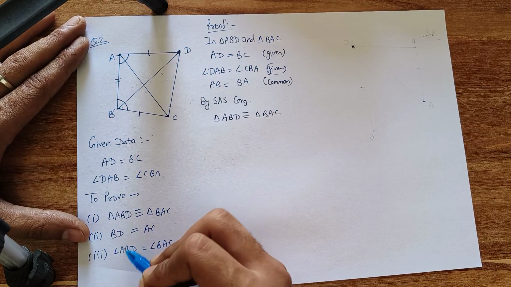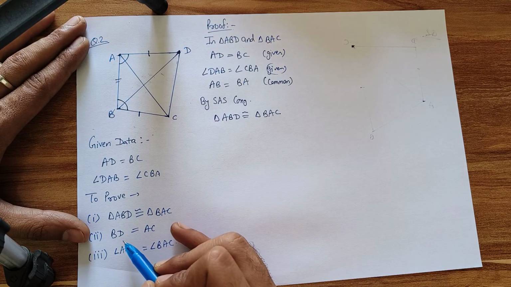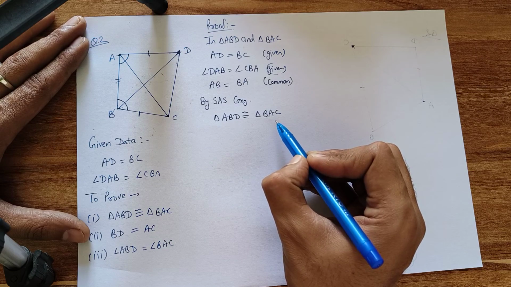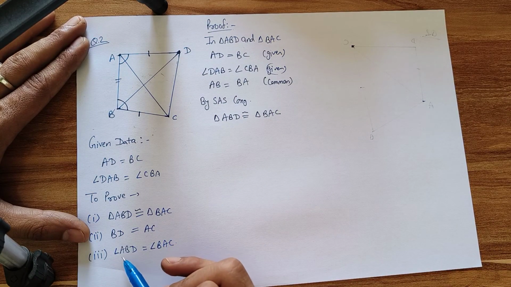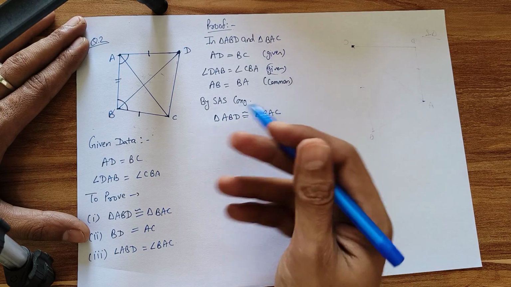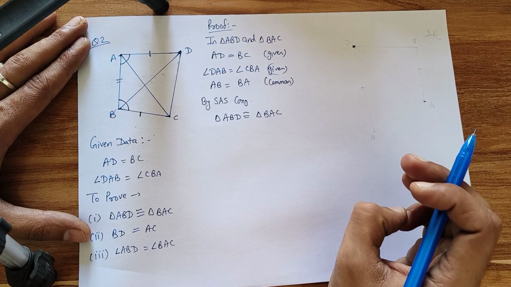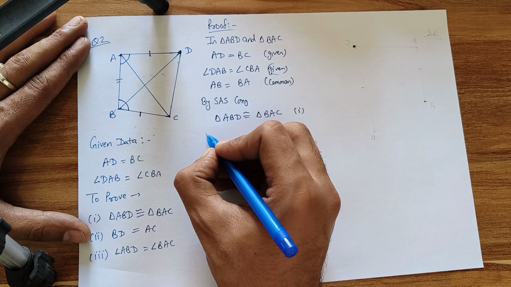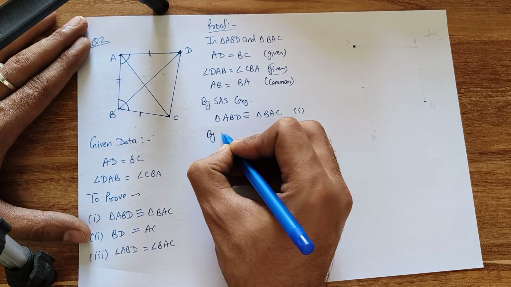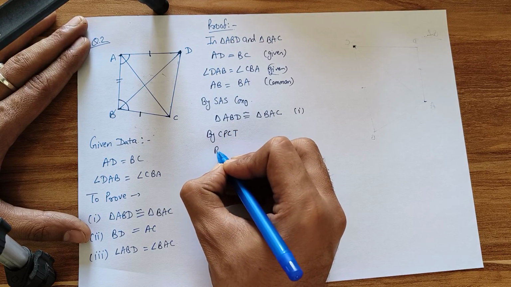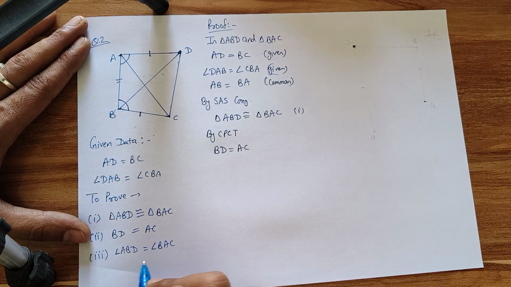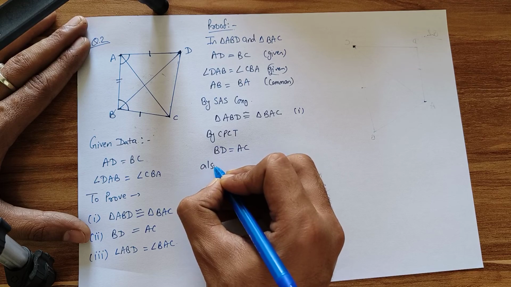Now for the second and third parts, it is asked to prove that BD and AC are equal. You can see BD and AC are corresponding parts of both the triangles. And the third relation that we have to find is that angle ABD and BAC are equal. Angle ABD and BAC are again corresponding angles of the triangles. So for the second and third, I can write by CPCT, side BD is equal to AC, and the other relation is for angle ABD also.